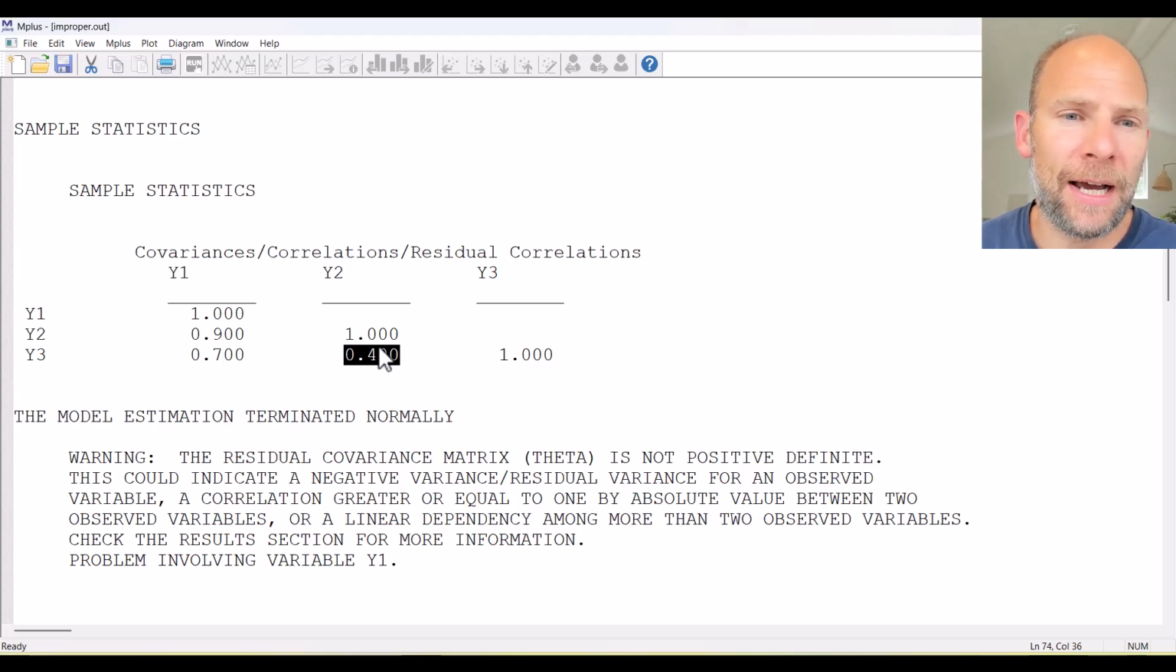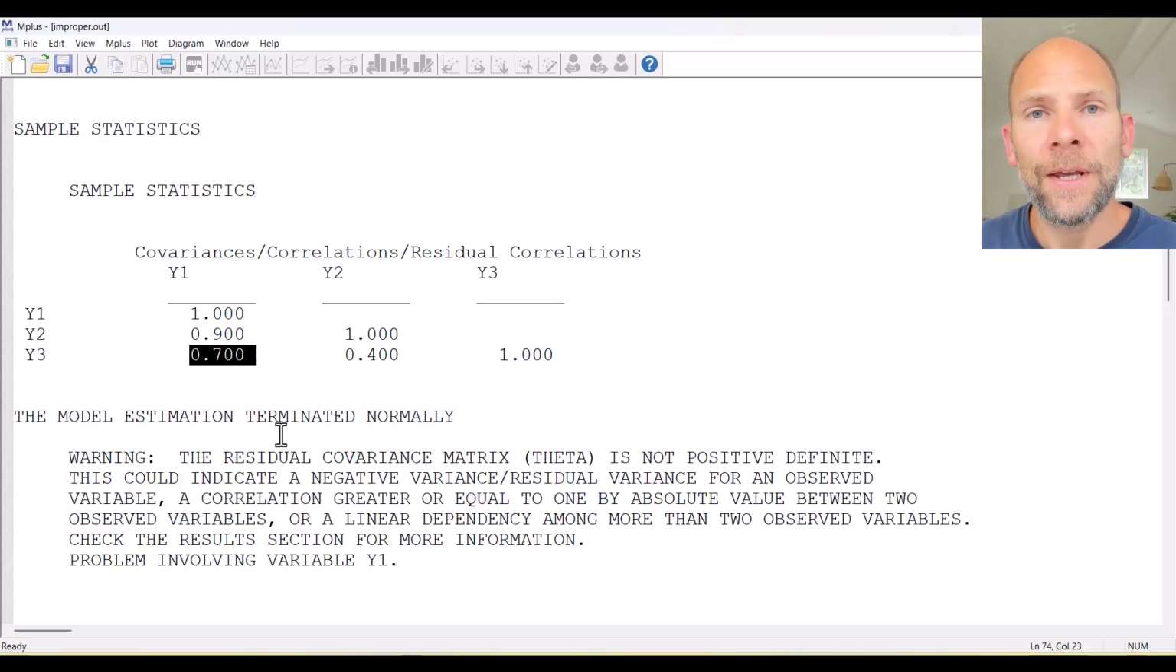y3 is not so highly correlated with y2 and also not as highly correlated with y1. So therefore, this is an indication that maybe y3 isn't the best measure, and the model is misspecified in the sense that it uses an indicator that is not a good indicator of the factor. So then how would you fix that problem?